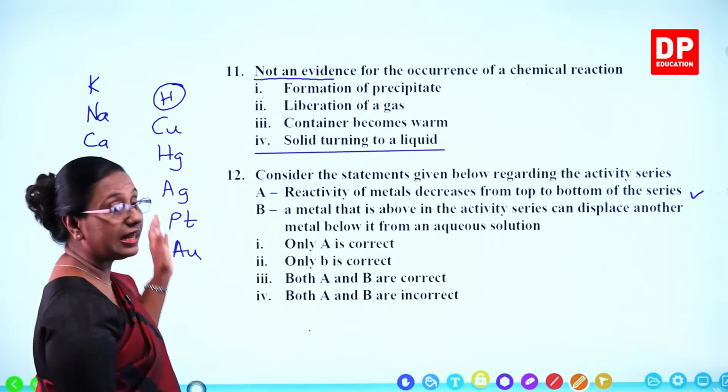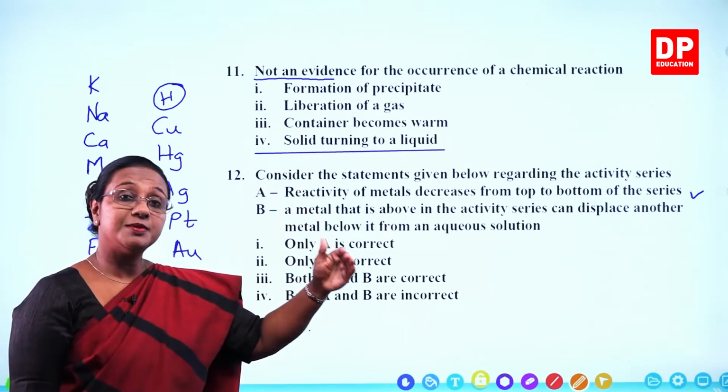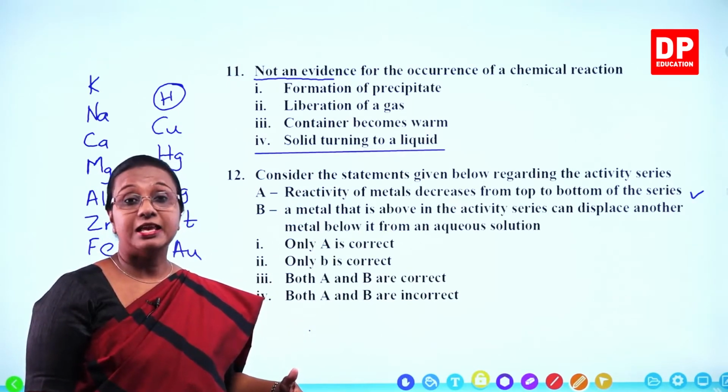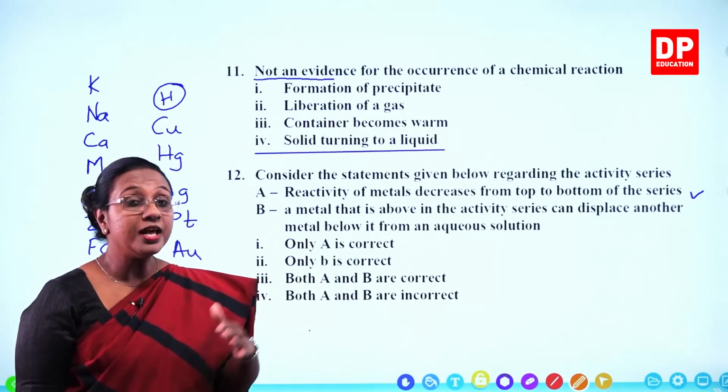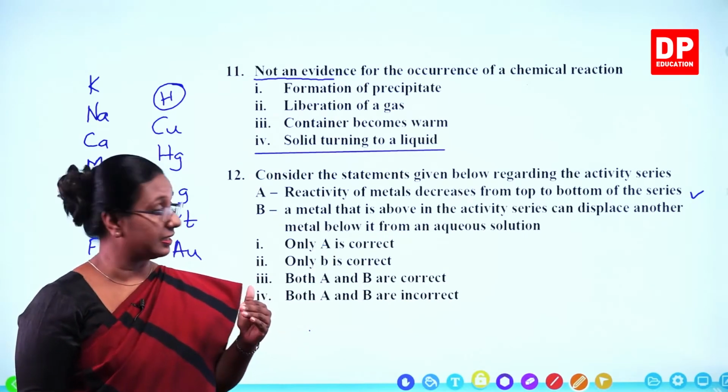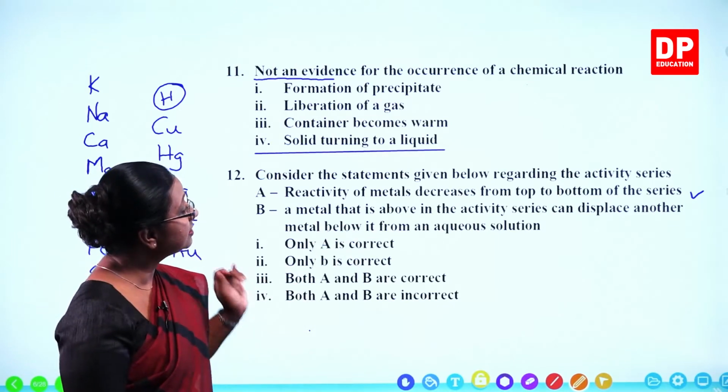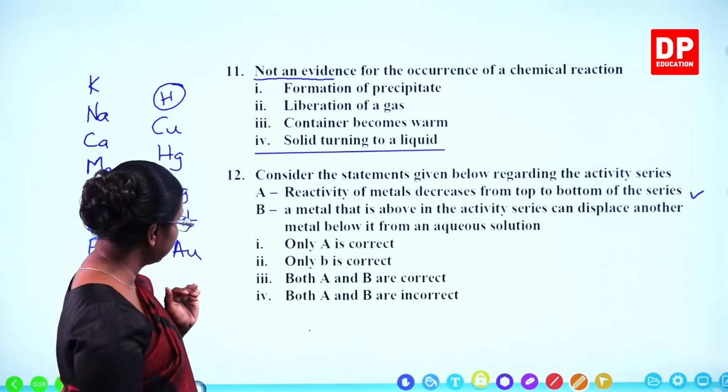Why? When you look at the elements at the top, potassium, sodium, calcium, very reactive. Whereas at the bottom, silver, platinum, gold, the least reactive metals. So reactivity of metals decrease from top to bottom of the series.